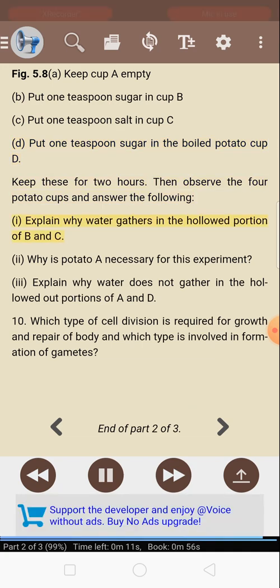I. Explain why water gathers in the hollow portion of B and C. II. Why is potato necessary for this experiment? III. Explain why water does not gather in the hollowed out portions of A and D. 10. Which type of cell division is required for growth and repair of body and which type is involved in formation of gametes?